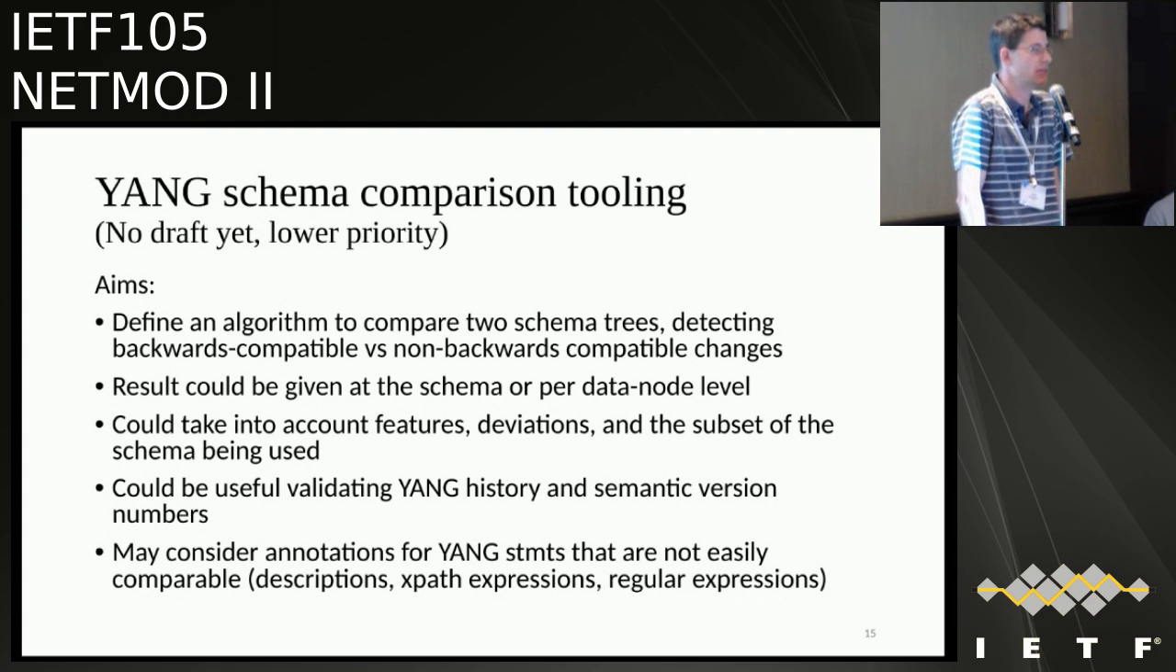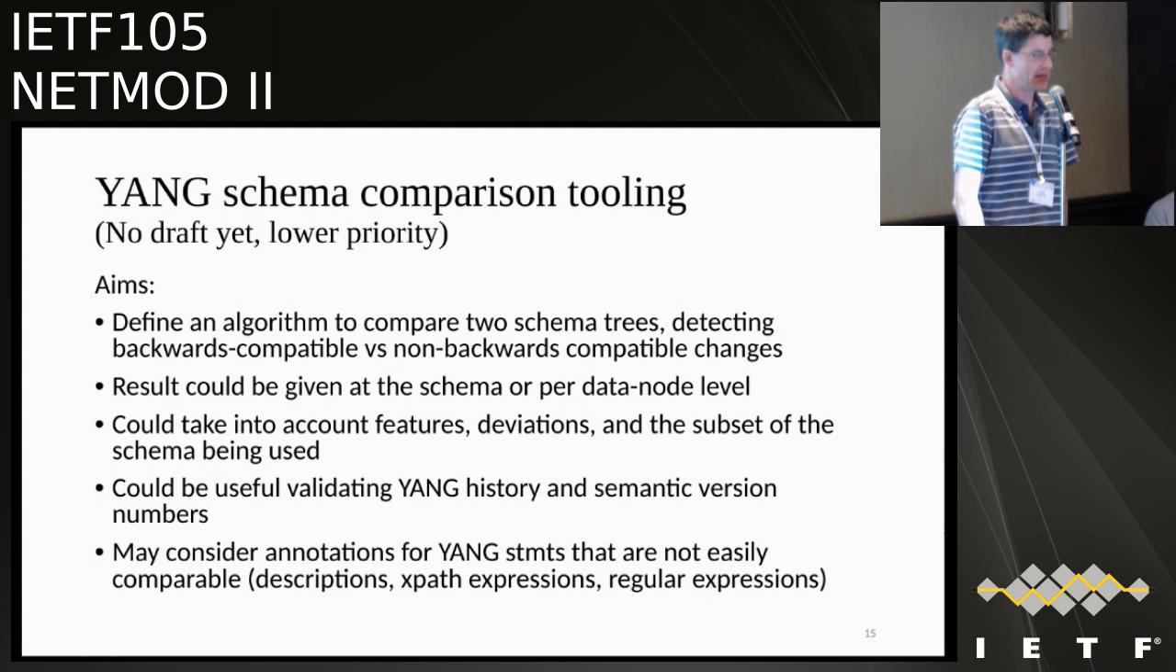The result could then be given at the schema level, or it could be given on a per data node level. And it could also take into account features or deviations or the subset of the schema actually being used by the operator. So if they're only using a third of a particular protocol module, they're not using all these options, then when you're comparing to see what's changed between two versions of that module, you may not care if stuff has changed in the stuff you're not using. So again, being able to compare the schemas and subset it into the stuff you care about, I think gives you almost like the perfect answer.